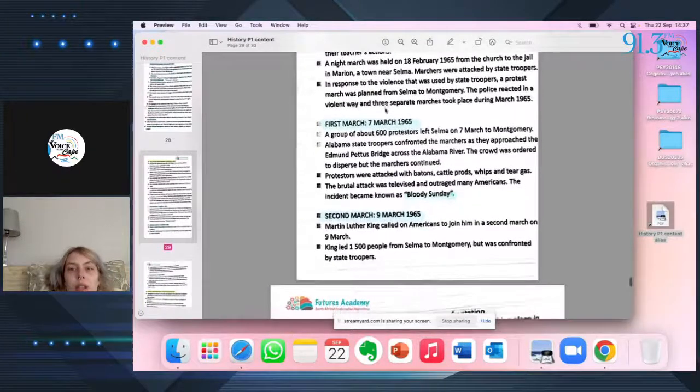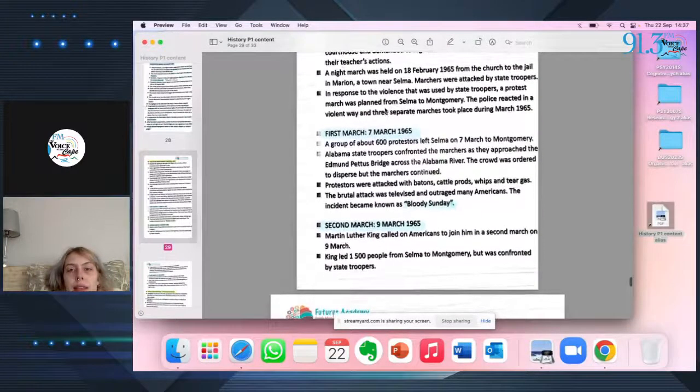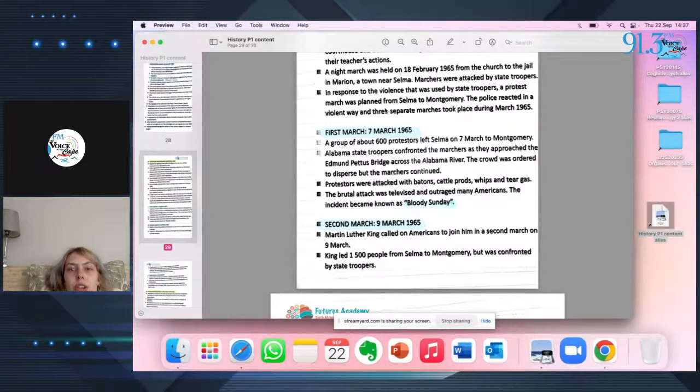A night march was held on 18 February 1965 from the church to the jail in Marion, a town near Selma. Marchers were attacked by state troopers, and in response to the violence that was used by the state troopers, another protest march was planned from Selma to Montgomery. The police reacted in a violent way, and three separate marches took place during March 1965.